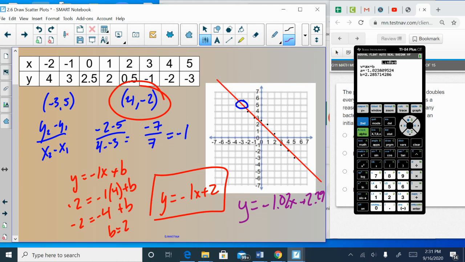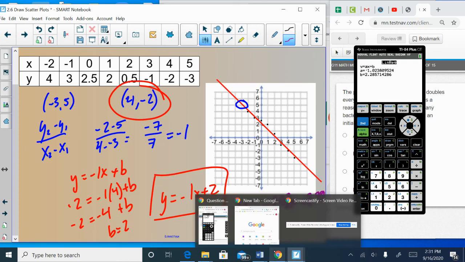I will encourage you guys to make sure that we know how to use our graphing calculator for this, because some of the problems that we are doing are not going to be so easy to graph like this, like I had done for us. So let me know if you guys have any questions, and that is our lecture on scatter plots and lines of best fit.